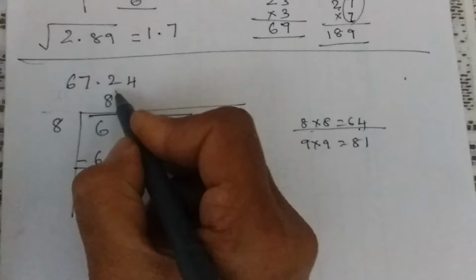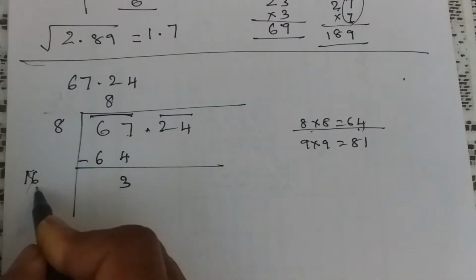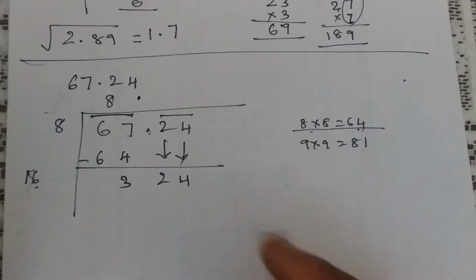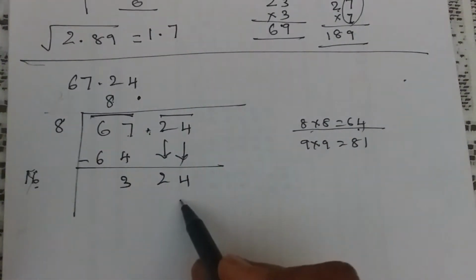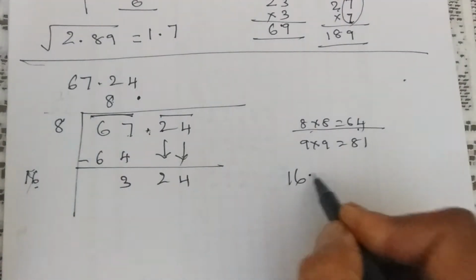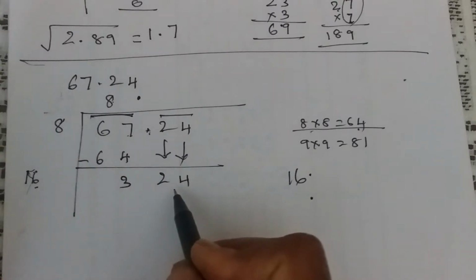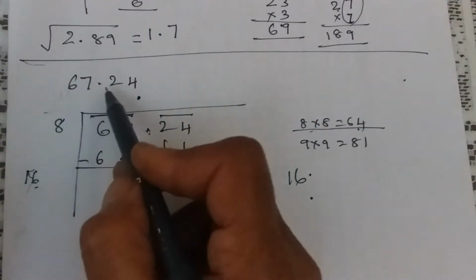Next step, quotient into 2. 8 twos are 16. Write it straight to the left hand side of the second step. Then bring down the next period. But the next period is after the point. So what to do? Keep a point in the quotient and then you bring down the next 2 digits. That is the next period. Now with 16, you put a number, multiply by the same number, you should get 324. This number itself we have to get because it is given in the question itself, they are perfect squares.